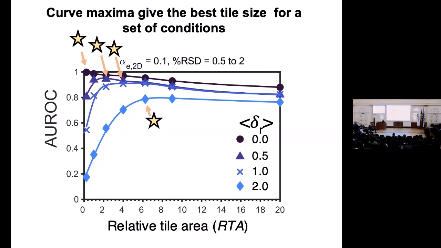And so I put stars here for each line, for each amount of shifting where the best tile size is. If there's no shifting in your data, you can use the tiniest tile size you can imagine, and then you'll get the best results. As you increase the tile size with no shifting, it hurts a little bit, but not that much. Maybe it takes a little bit longer to do the study, but it's not a big deal.